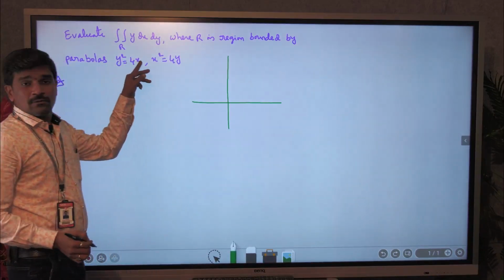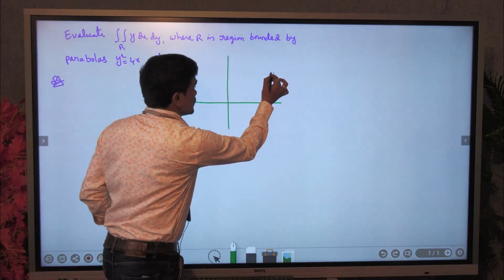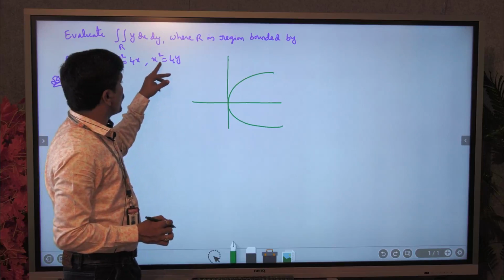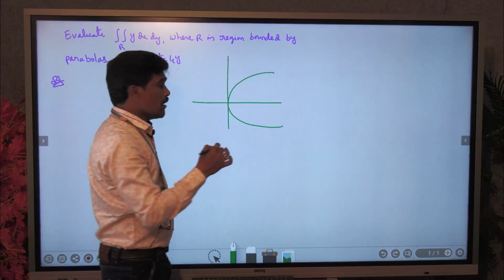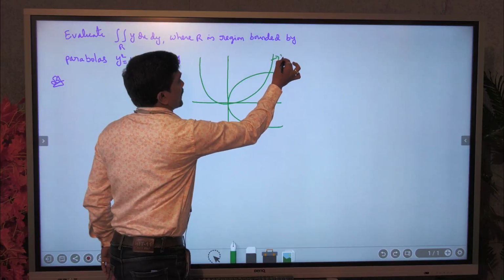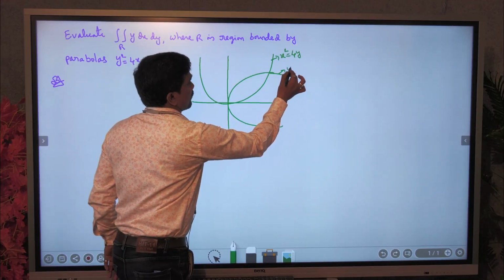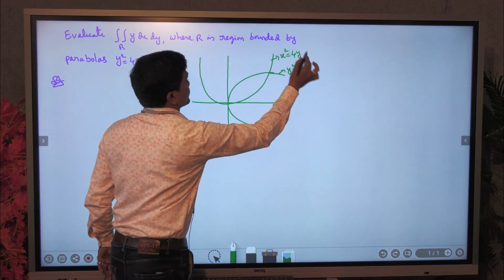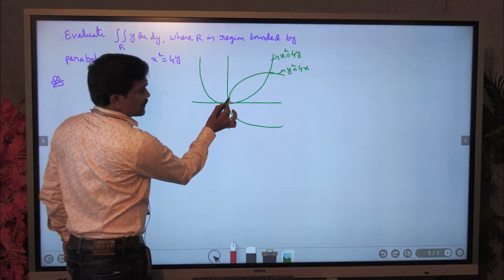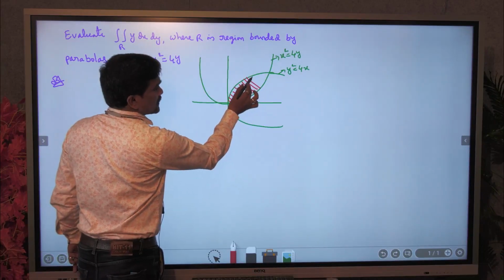Right, so here y square is equal to 4x is the parabola symmetrical about x-axis. And x square is equal to 4y is symmetrical about y-axis. So now this is x square is equal to 4y, and this is y square is equal to 4x, right? Now this is the required region. So now here we have to find the area of this one.